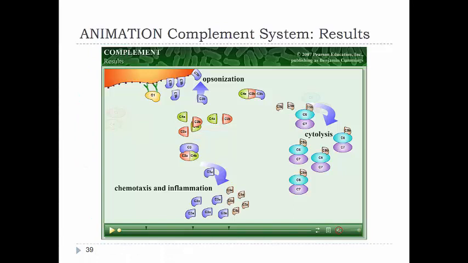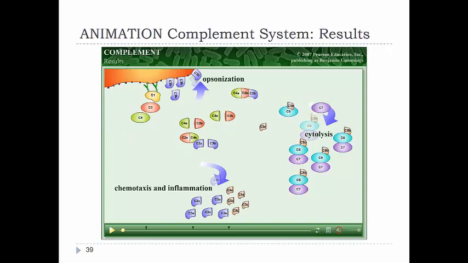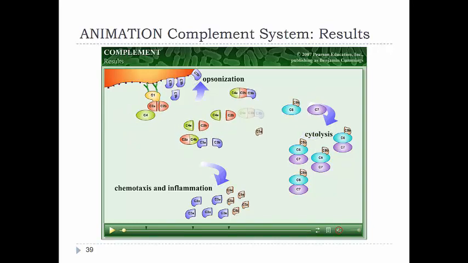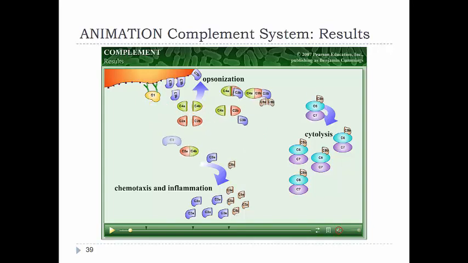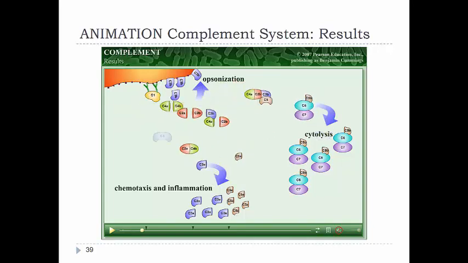So here's a visual that's going to allow us to show the results. Again, opsonization, marking the bad guys. Cytolysis, which is going to be damaging, poking holes in the membrane of the foreign invaders. Chemotaxis and inflammation, bring in the rest of the cavalry. So we have our process, everybody's getting broken, C3b is binding, etc. Complement is being activated.